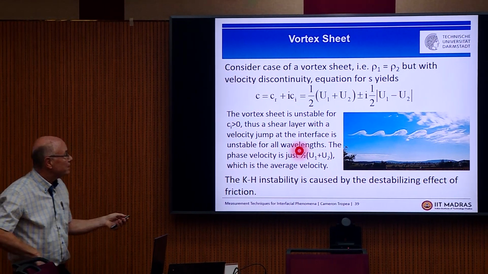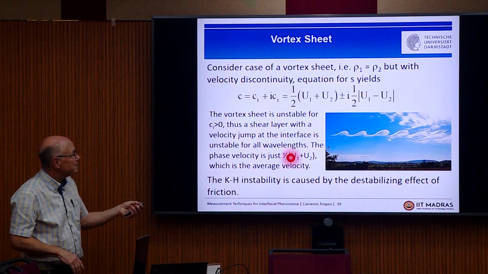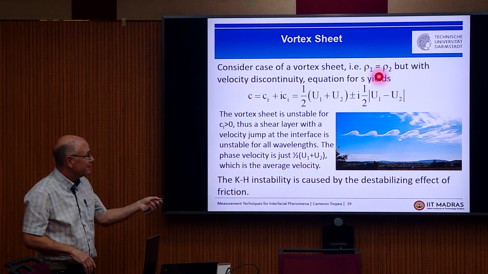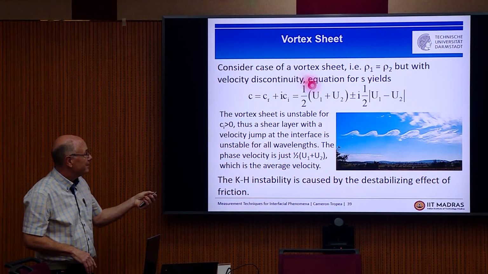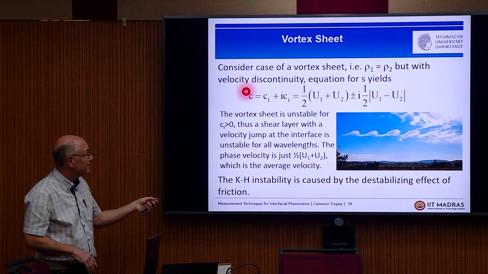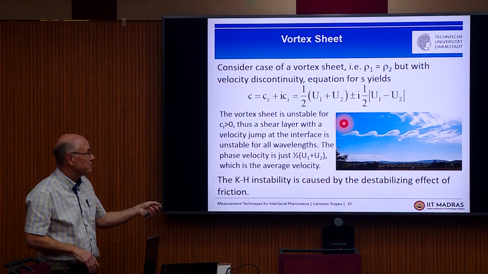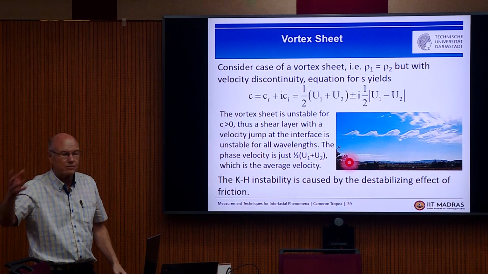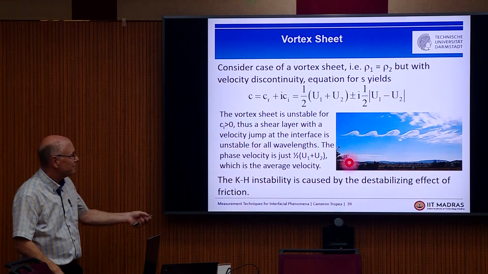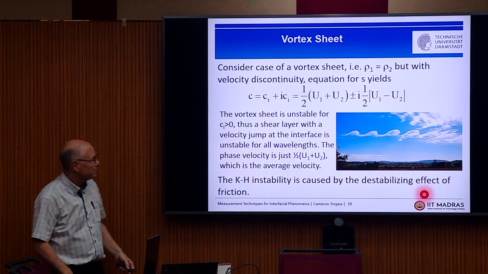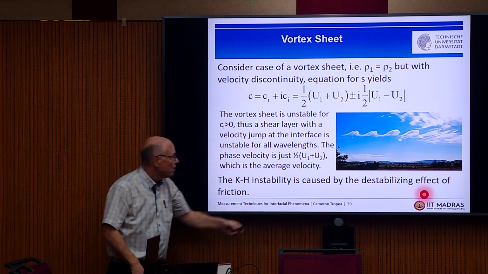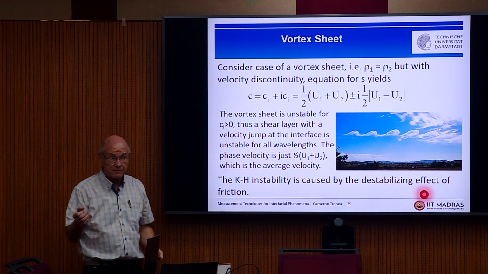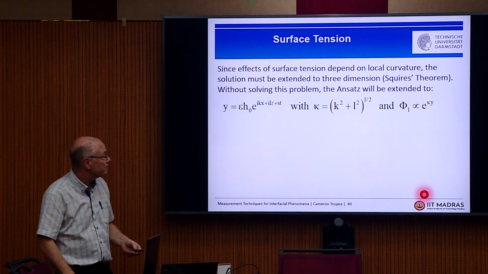Then we have the case of a simple vortex sheet where the rhos are the same. That would be, let's say, in the atmosphere, and then we can also get the convective velocity, and it turns out to be basically the average velocity, so U1 plus U2 divided by 2. Okay, so this gives you some consequences of the Kelvin-Helmholtz instability, and we measure, of course, the wavelength.